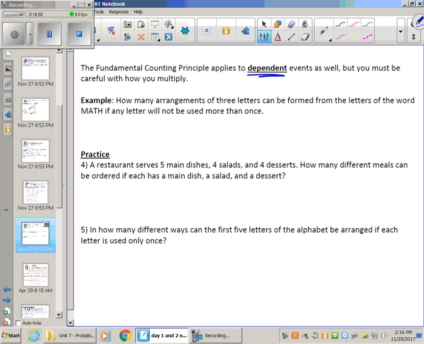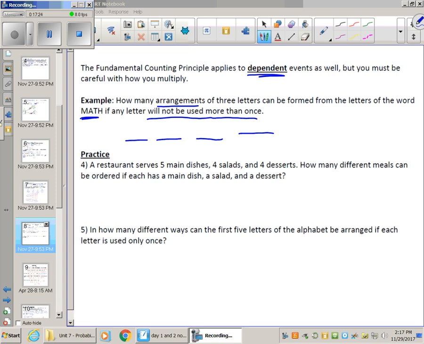It says, how many arrangements of 3 letters can be formed from the letters of the word math if any letter will not be used more than once? How many different arrangements of the letters in math? Math is a 4-letter word. I have 1, 2, 3, 4 options.